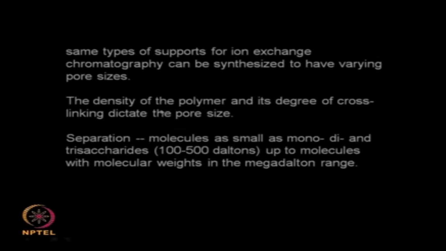So the pore size is also a function of the density of the polymer and also the degree of cross linking, okay. So I can manipulate the degree of cross linking, I can manipulate the density and achieve different pore sizes. So we can even separate molecules as small as mono, di, trisaccharides, that is 100 to 500 Daltons also can be separated, going right up to mega Daltons, like 10 power 6, 10 power 7 Dalton molecular weight. So this technique is very powerful for separating out from a very small range in terms of 500 Daltons going up to million or 10 million Daltons as well.